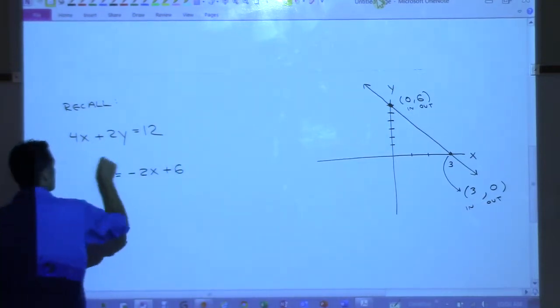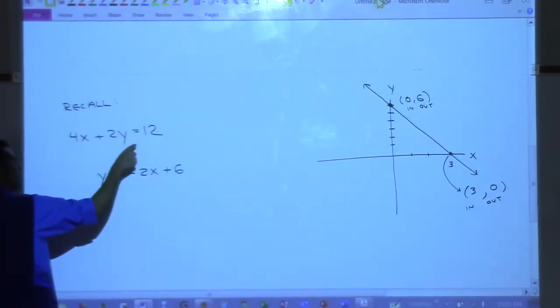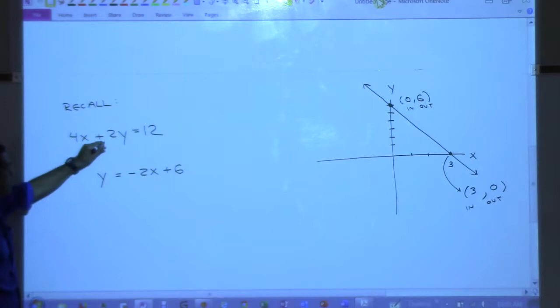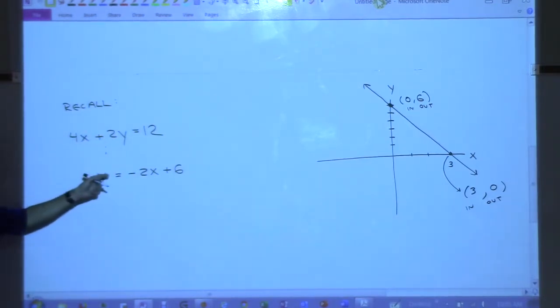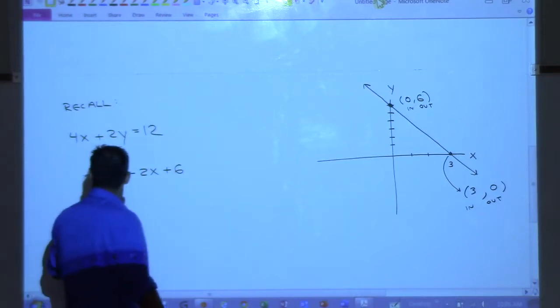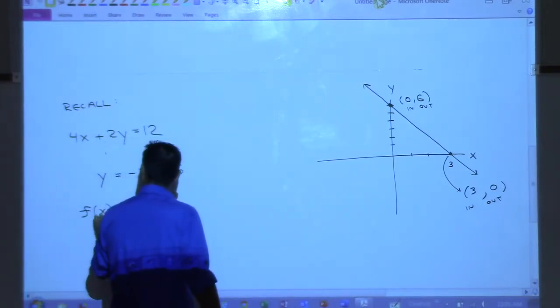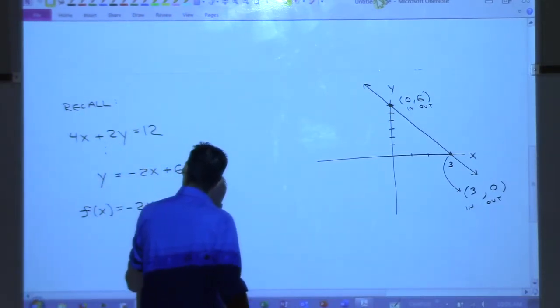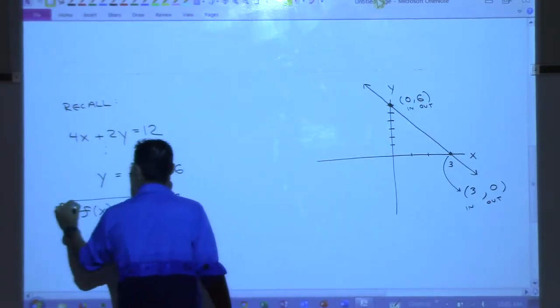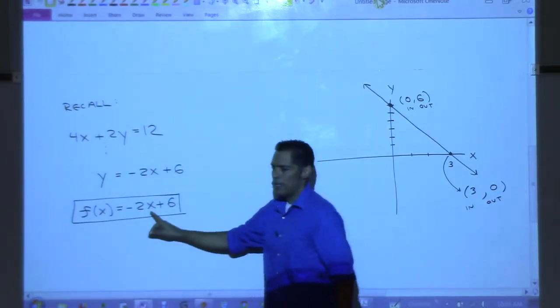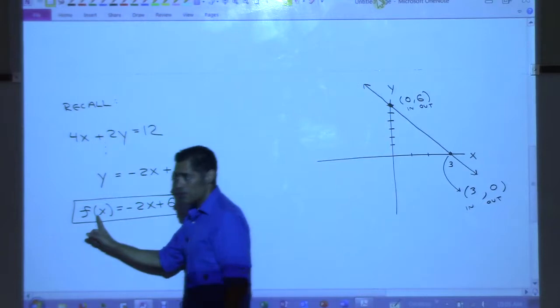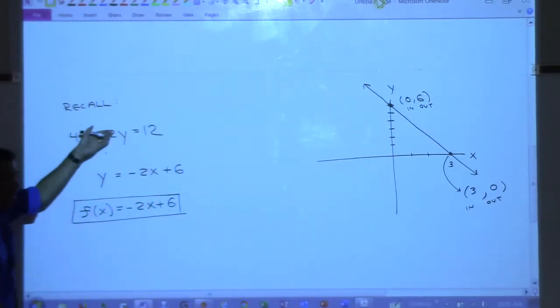So I moved 4x to the other side. I divided both sides by 2. All right, so I'm not going to go through the steps, but do you believe me that that's what you get if you solve for y? Now what I'm going to do is I'm going to change it to functional notation. Okay, so this is the machine that takes in an x and spits out some value. It's that line, but written as a function.